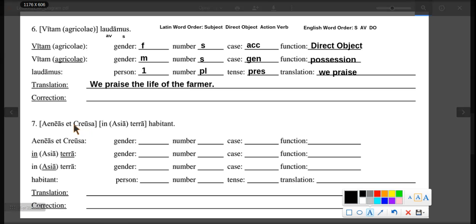Moving down to sentence 7, we'll see something a bit different than what we have with first and second person verbs, whether singular or plural. So here in 7 we have Aeneas et Creusa in Asia terra habitant. We look at habitant as our verb, and we notice that nt ending, so it's going to be third plural, present tense, so it's currently happening. Our translation of a third plural pronoun in English is they, and then habitant tells you they are living or dwelling. So some they is living.